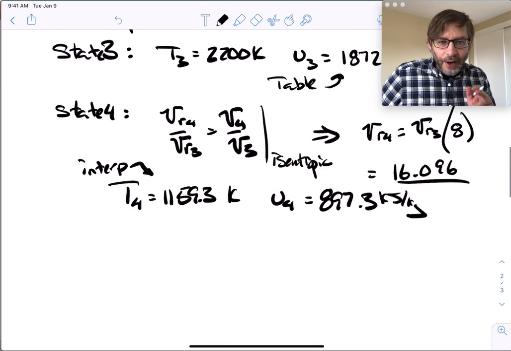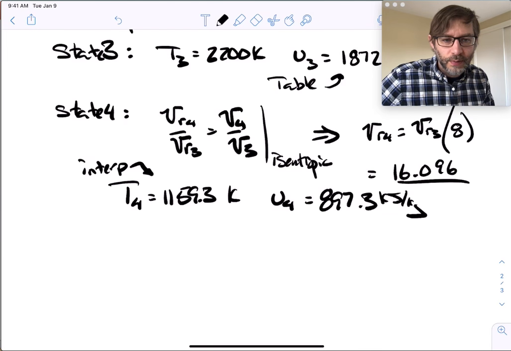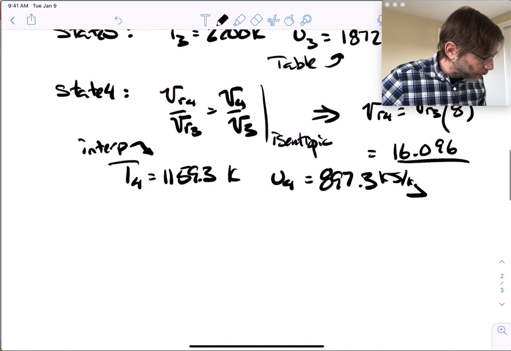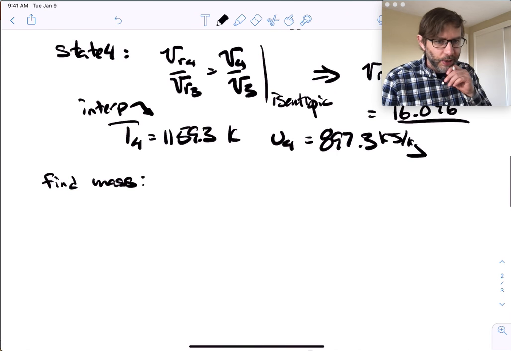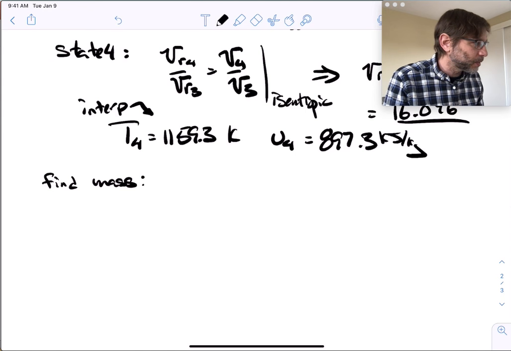Because vr is only a function of the temperature, that's the nice thing. For an isentropic process, it's really easy to find. Now the next thing we're going to find is the mass, because they want everything on an overall basis, not on a mass-specific basis.